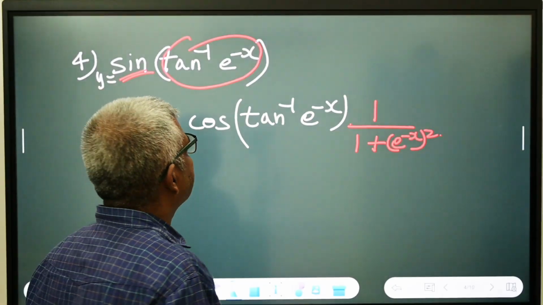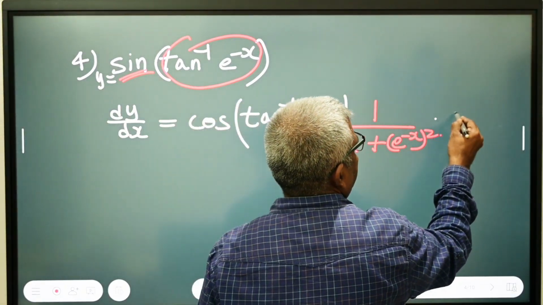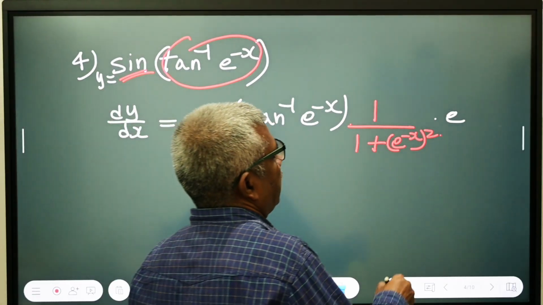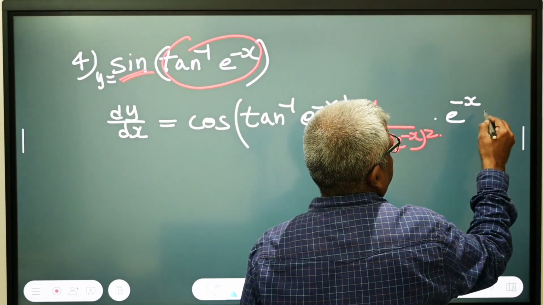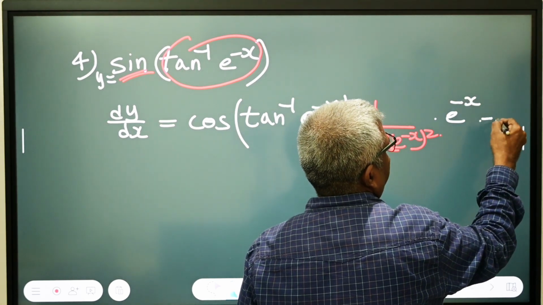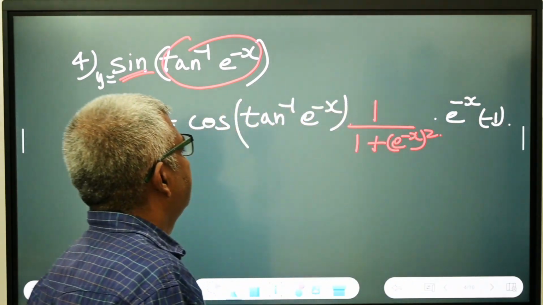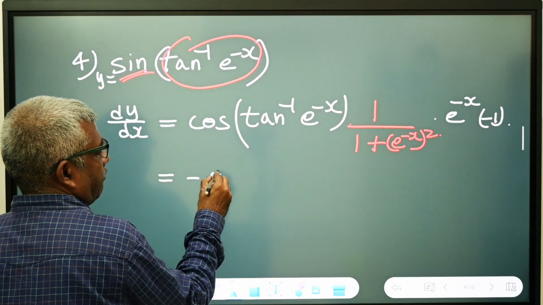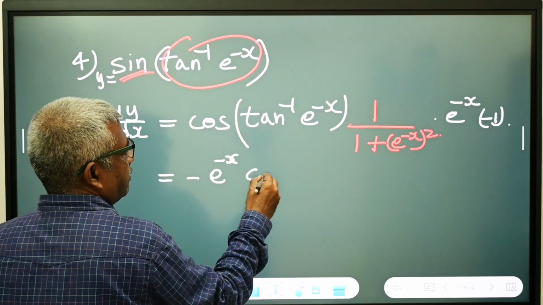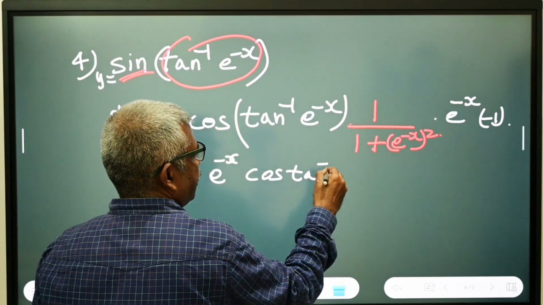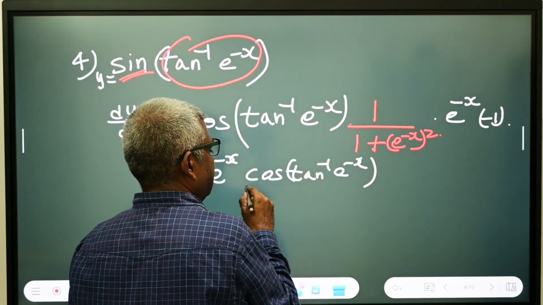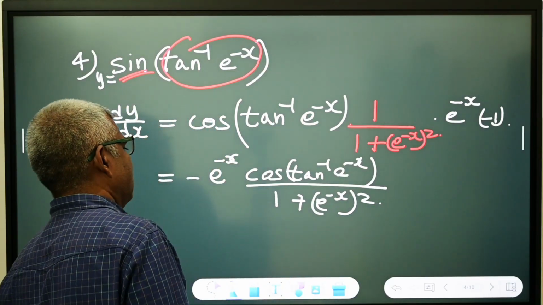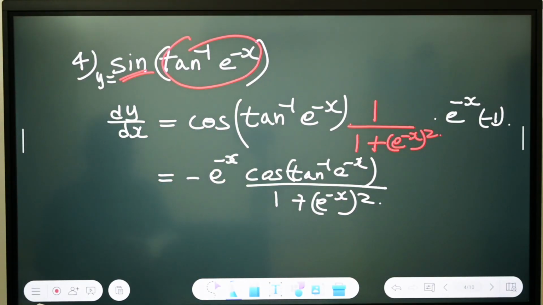Third, what to differentiate? E power minus x. If you differentiate e power minus x, you get e power minus x, then minus x if you differentiate, minus 1. So the answer will be minus e power minus x cos tan inverse e power minus x over 1 plus e power minus x whole square. Okay. Copy down.